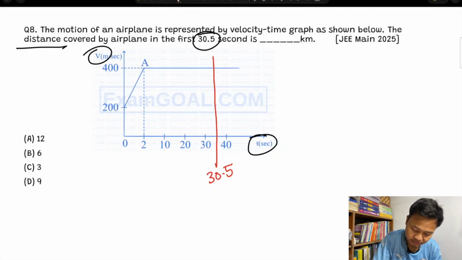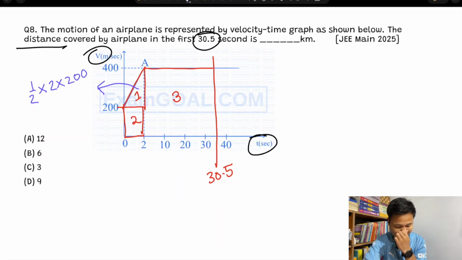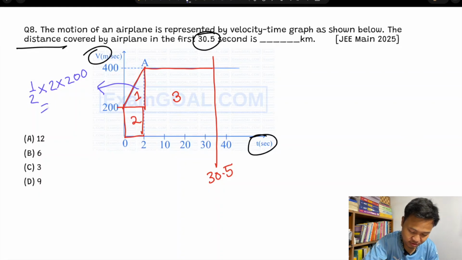So how do you find it from 0? Here I can split this. I have one triangle here, so let's say area 1. I have one rectangle here, area 2. I have a big rectangle here, area 3. So you simply find all these areas. First part is half into base 2 into height 200. From 200 to 400, the difference is 200. So this is how much? 200. Okay.